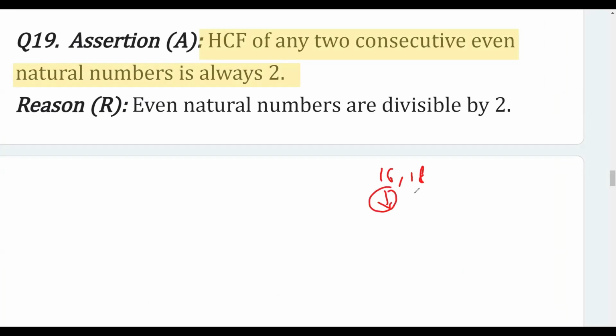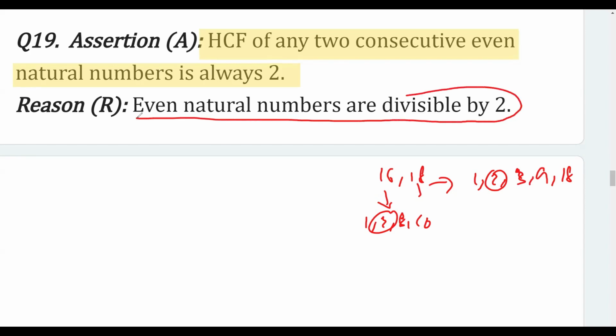In this case, you can see the factors of 16 are 1, 2, 4, 8, 16, and the factors of 18 are 1, 2, 3, 9, 18. The highest common factor is 2. Now, next is the reason, even natural numbers.